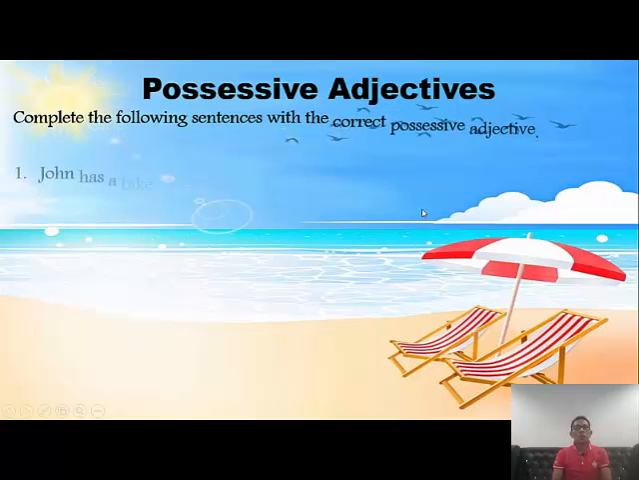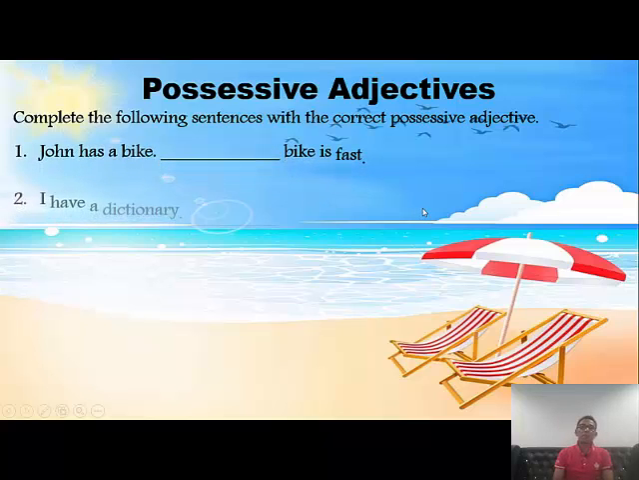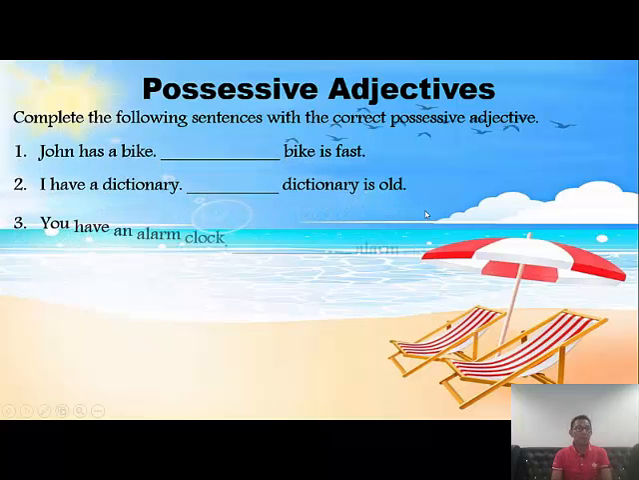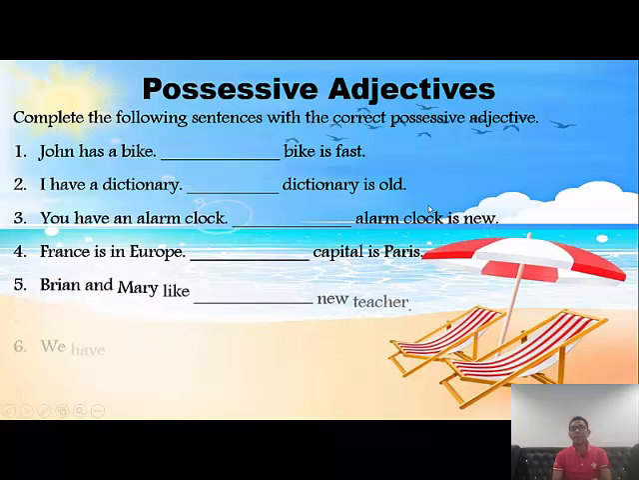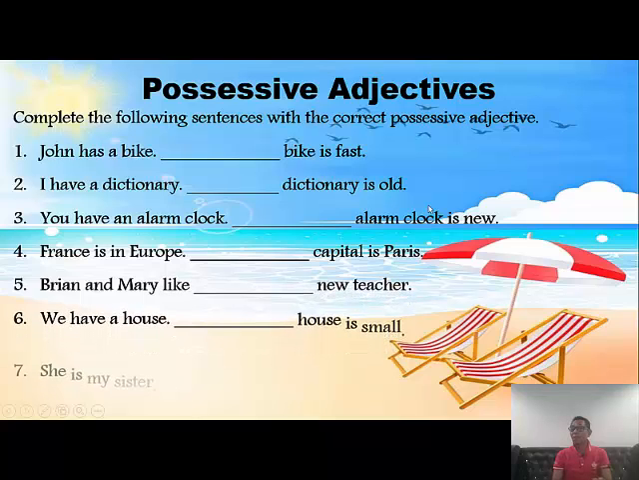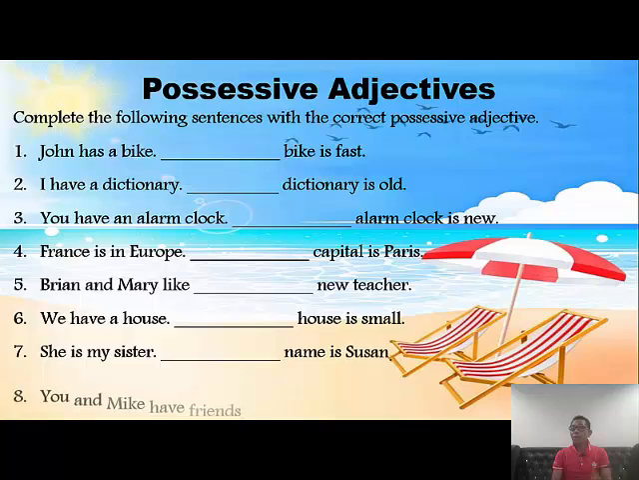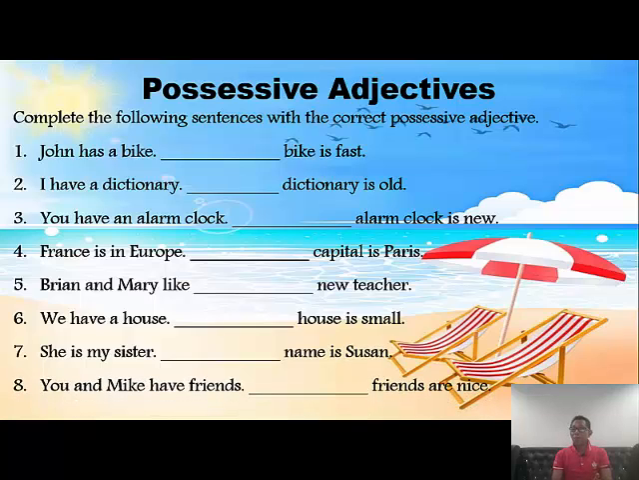And now, I want you to complete the following sentences with the correct possessive adjectives. You may pause this video and play back later to see the answer. But please do not try to copy the answer from what I've given here. You have to do it on your own first. Try, okay? Or we could try together, right? Let's try it together. Let's look at number 1. John has a bike. So what's the answer?